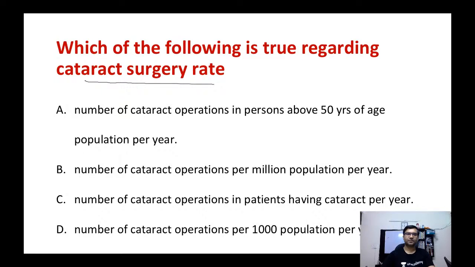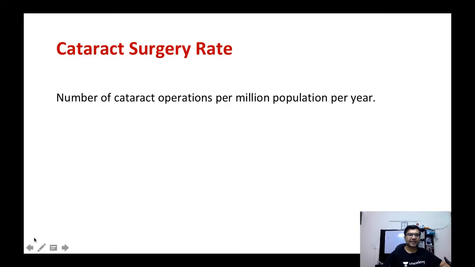Try to answer. Just do a blind guess. Even if you have not studied this term, you can just do a blind guess here. So it is the number of cataract operations which are happening per million population per year. Okay, this is basically defined as the cataract surgery rate.